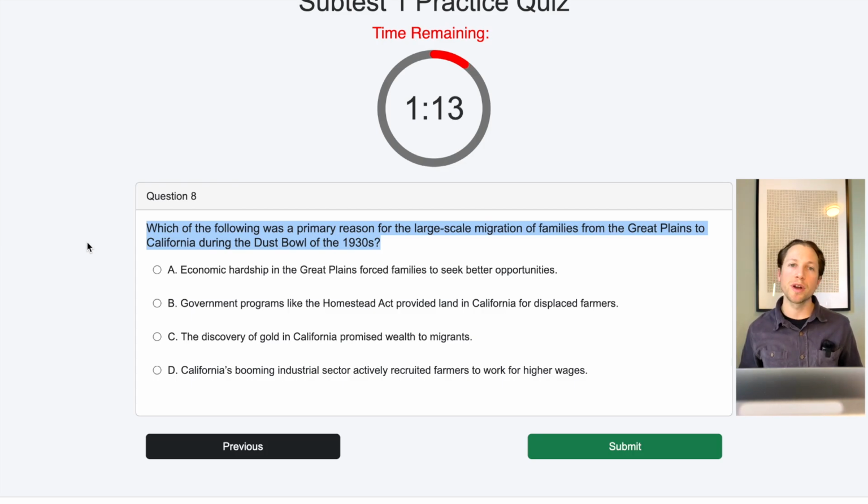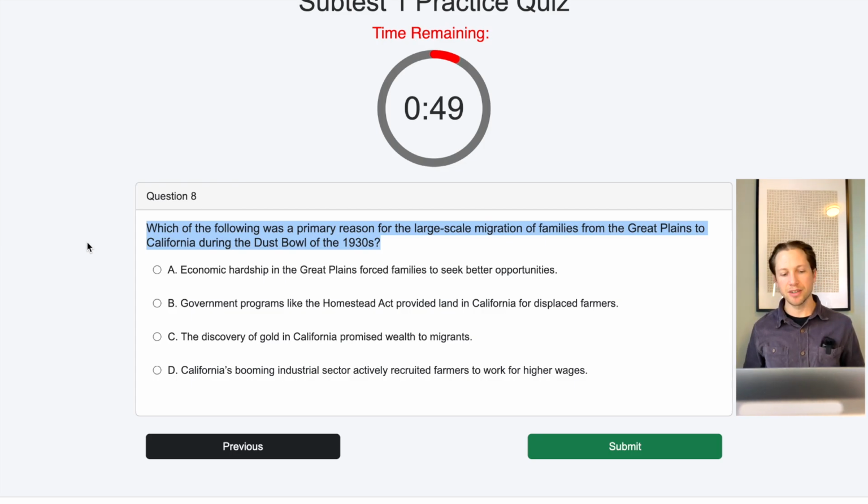So if you haven't already, read answer options A through D. I'm going to do the same. Let's talk about it. All right, so letter A, economic hardship and seeking better opportunities. B, government acts. C, discovery of gold in California. And D, California's booming industrial sector.